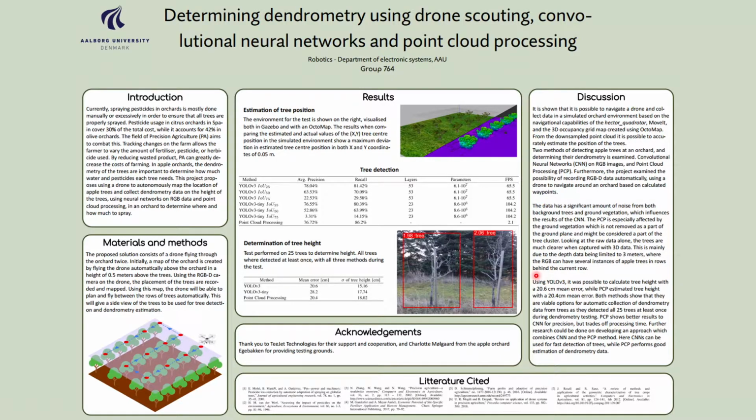Further research could be done on developing an approach that combines the YOLOv3 and the proposed point cloud processing method. So, for example, if a high FPS is needed, then YOLOv3 can be used for fast detection of trees, while the point cloud processing can perform more precise detection at lower FPS. Additionally, the dendrometry estimation could be expanded to include other parameters like the diameter of the stem and crown, or for example the tree shape.